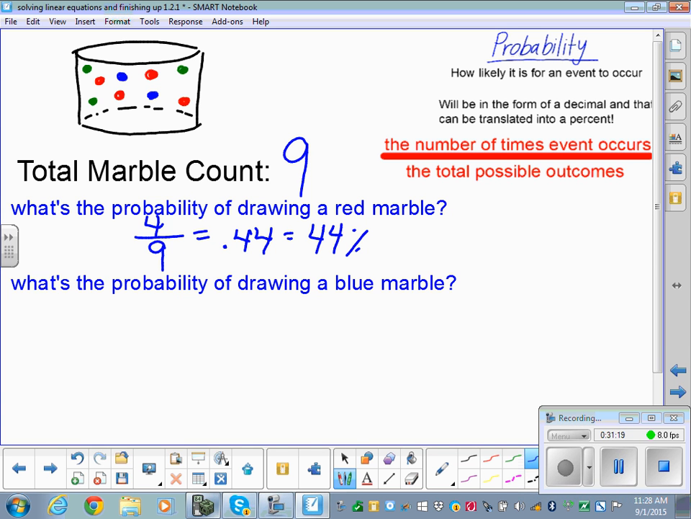Now, what's the probability of drawing a blue marble? Well, if I put my hand in, what's the probability I'm going to grab blue? How many blues? 2 out of 9. You'll do that on your calculator. You'll type in 2 divided by 9. You'll get 0.222, and it's going to be going forever. So that's 22%. Not very likely I'm going to draw a blue marble, right? Okay, so this is basic probability. That's all you need to know for probability today.